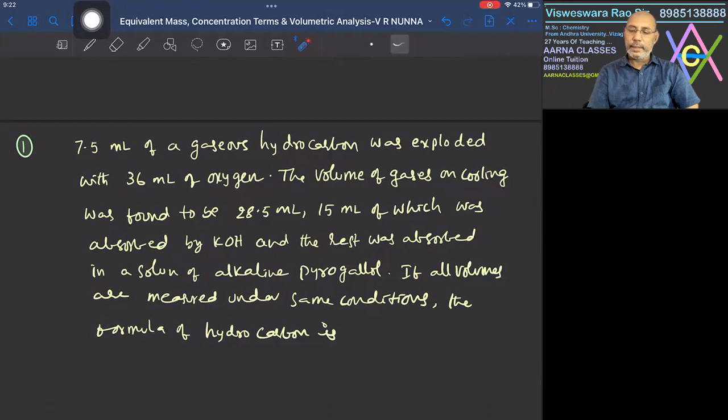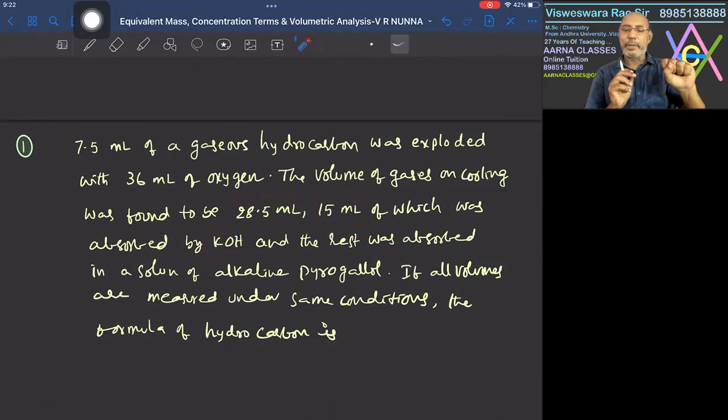On cooling, the volume of gases was found to be 28.5 ml, of which 15 ml was absorbed by KOH. Immediately you come to the table I discussed first. 15 ml absorbed by KOH means out of this 28.5 ml, this 15 ml must be carbon dioxide.